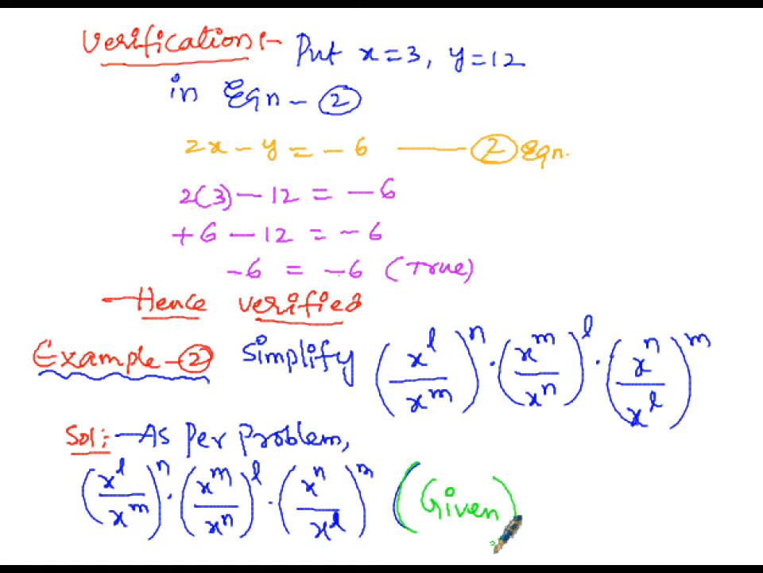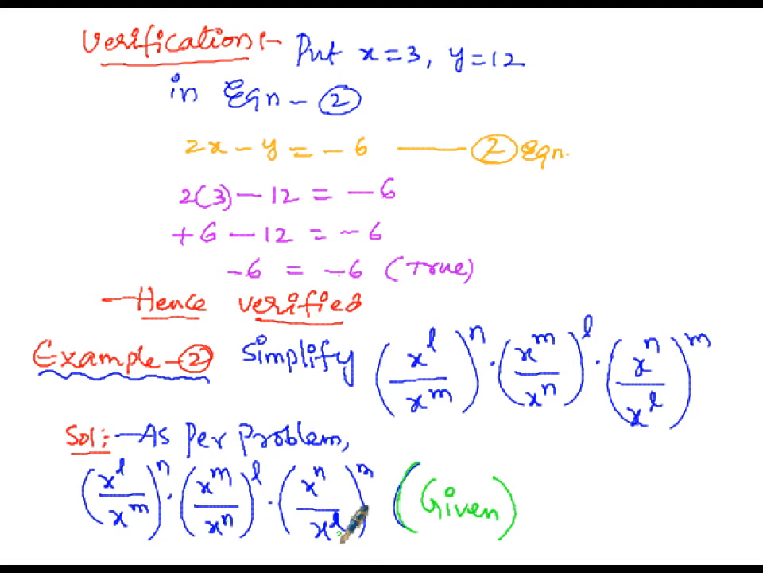Now, within the bracket it is in the form of a power m divided by a power n. So the bases are the same and there is a division symbol in between. So a power m divided by a power n equals a power m minus n, whereas here x power L divided by x power m gives us x to the power of L minus m within the bracket. Here x power m divided by x power n gives us x to the power of m minus n. Here x power n divided by x power L gives us x to the power of n minus L.